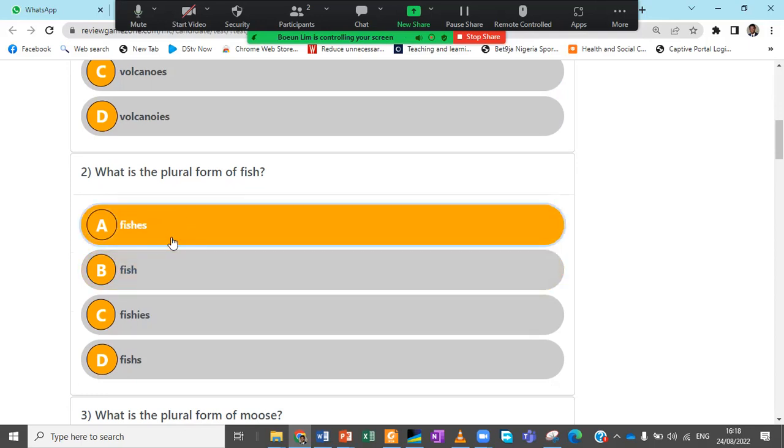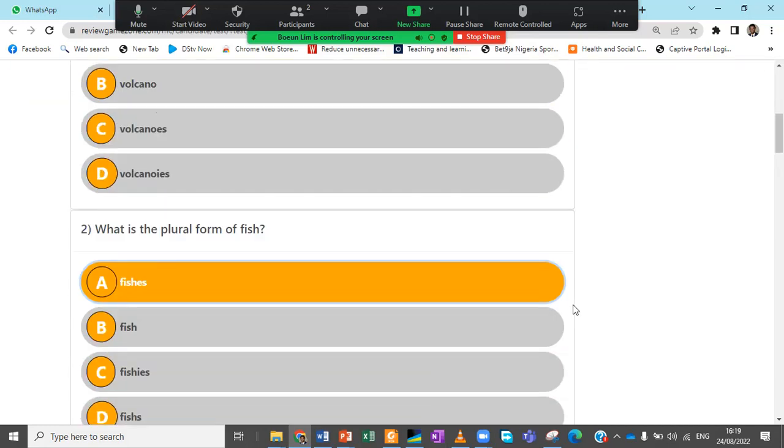Now, for number two, I think there's two answers. Both of them are actually correct. It depends on the species. Now, they did not even mention anything about species, so just pick A. Yes, I know. We do not have any information.